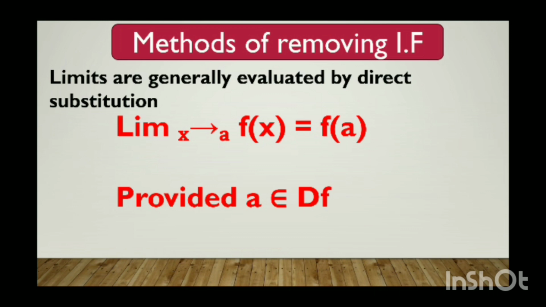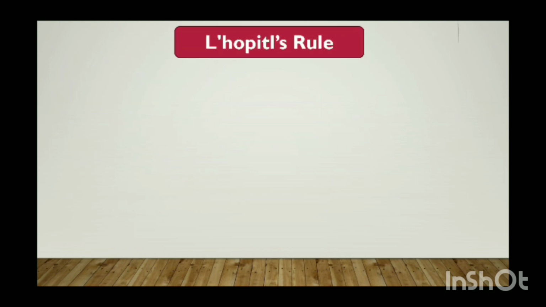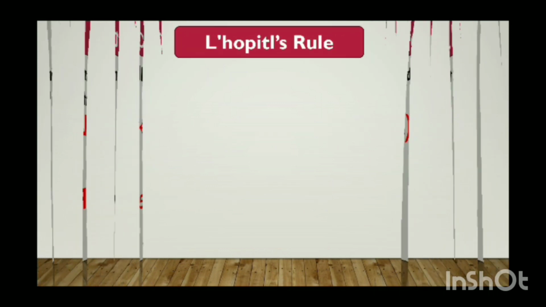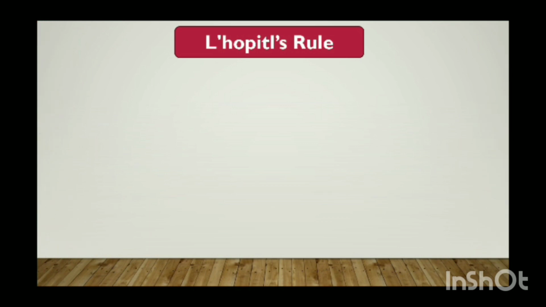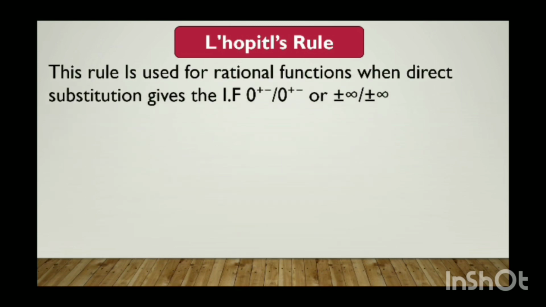You just fit in the value such that if you have the limit as x tends to a of f of x, you just fit in a and you have f of a. But the only condition under which you can do this is that a must be an element of the domain of the function. Then you can just do direct substitution. But sometimes when you do direct substitution, you may end up with an indeterminate form. Then the first way of resolving an indeterminate form is L'Hopital's rule.